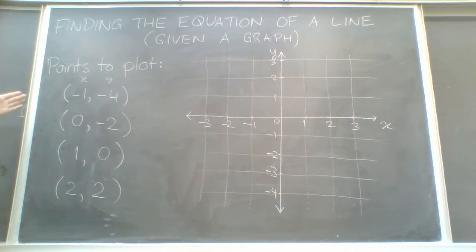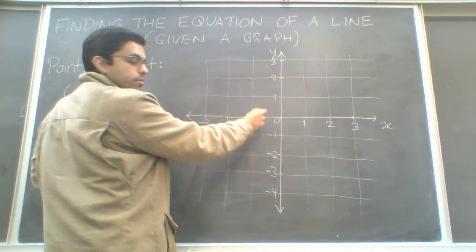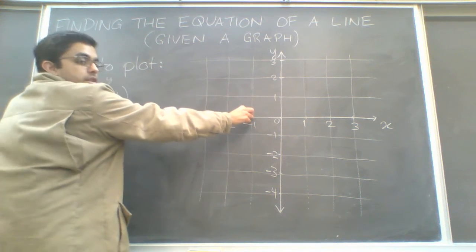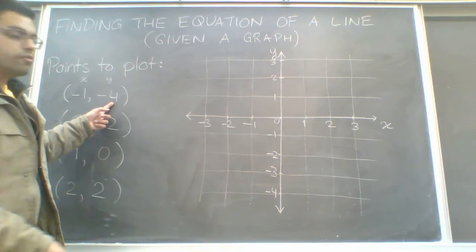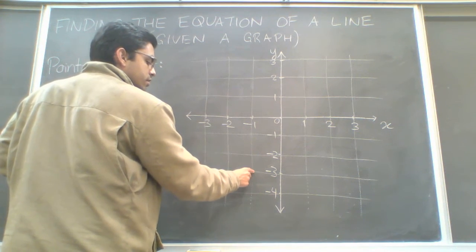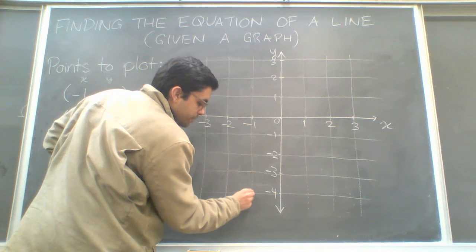So if we start with the first point here, -1, -4. -1 on our x-axis is right over here, right? We start from our origin, we go 1 unit to the left, and then this point is telling us to go down 4 units from here. So from here we go down 1, 2, 3, 4, and we put our point right there.